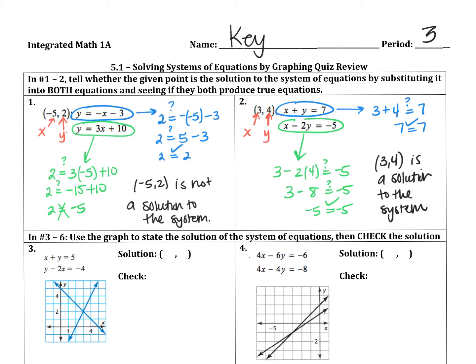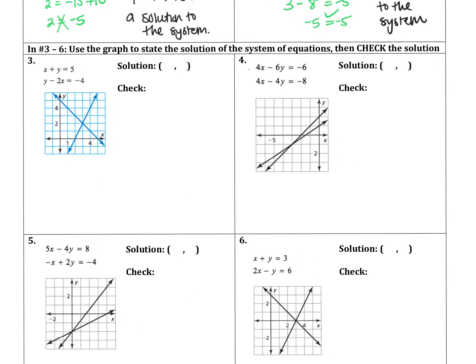Okay, moving along, we're going to do the same thing below, but instead of being given the solution point, we have to go look it up. So I see where the lines intersect, that is the solution, and this is located at 1, 2, 3 over, and 2 up. I'm going to plug 3 in for x and 2 in for y into both equations to verify the solution.